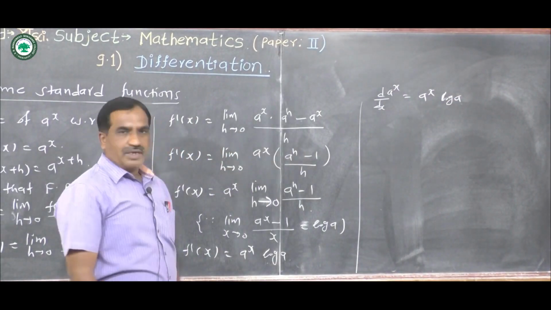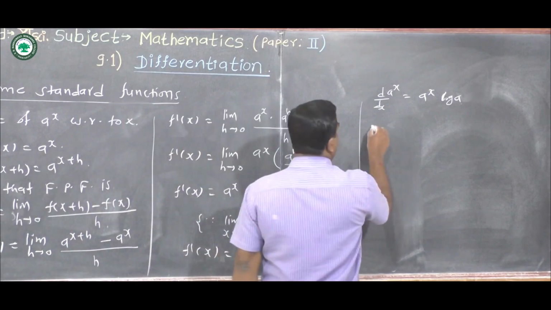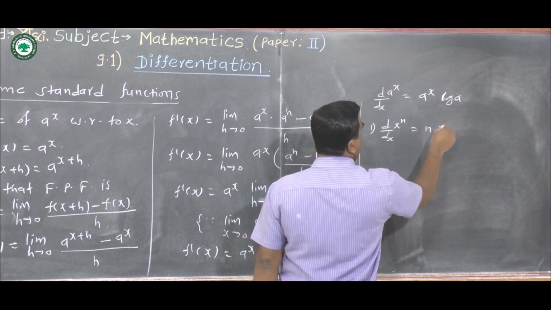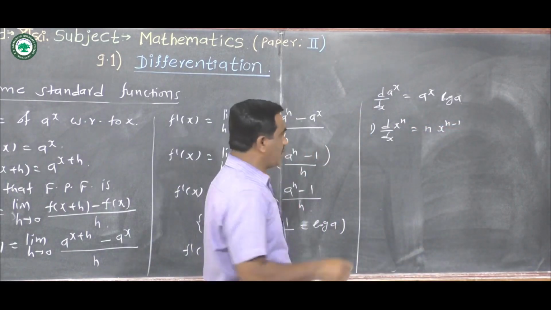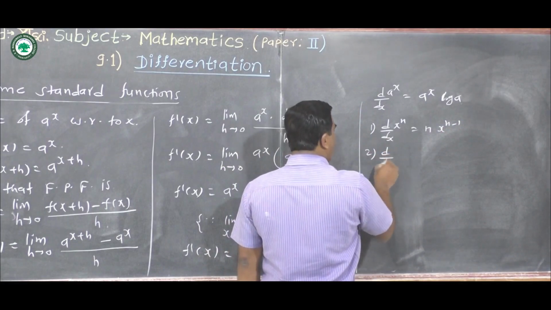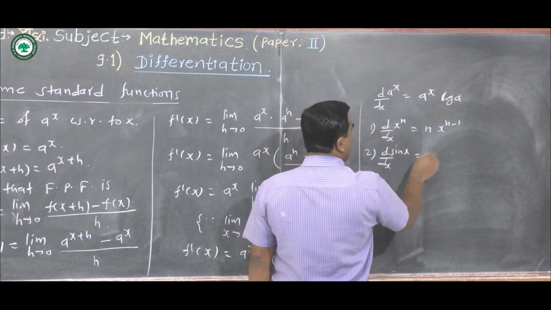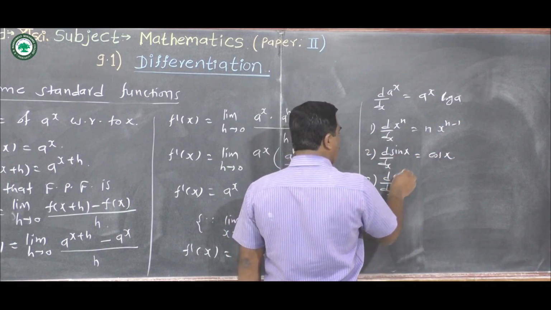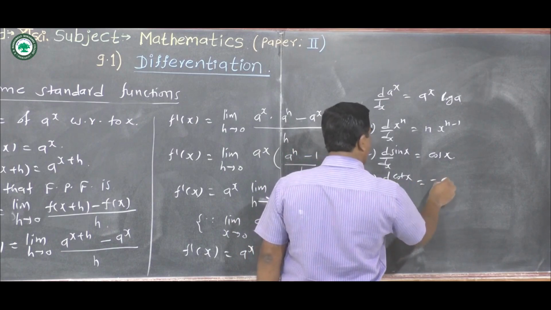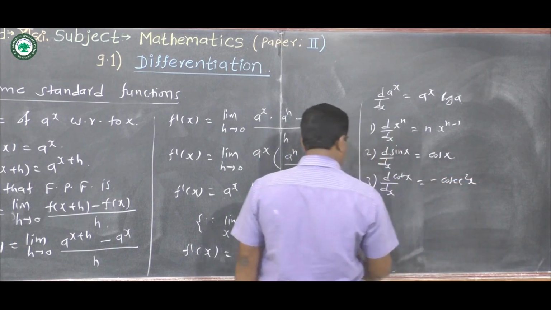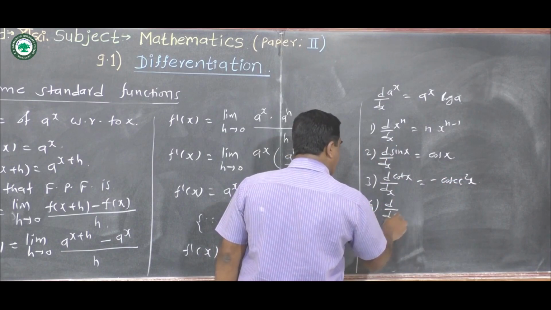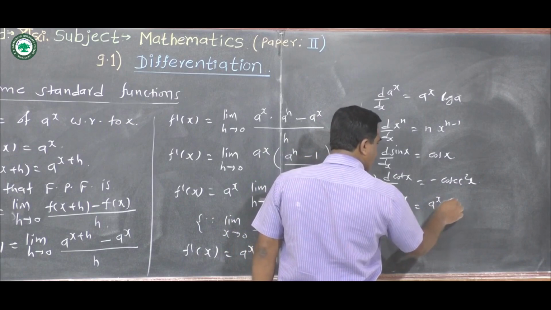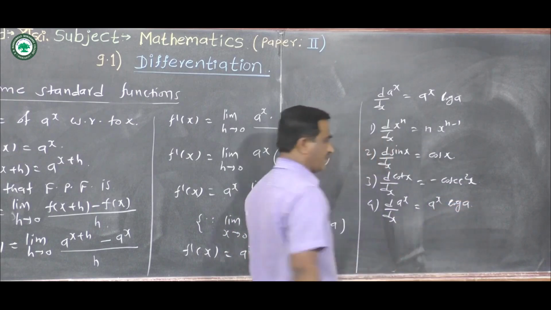Now here we have seen derivatives of functions. Number first, dy dx of x raised to n is equal to n into x raised to n minus 1. Number second, derivative of function sin x is equal to cos x. Number third, derivative of function cot x with respect to x is equal to minus cosec square x. Number 4, dy dx of a raised to x is a raised to x into log a.